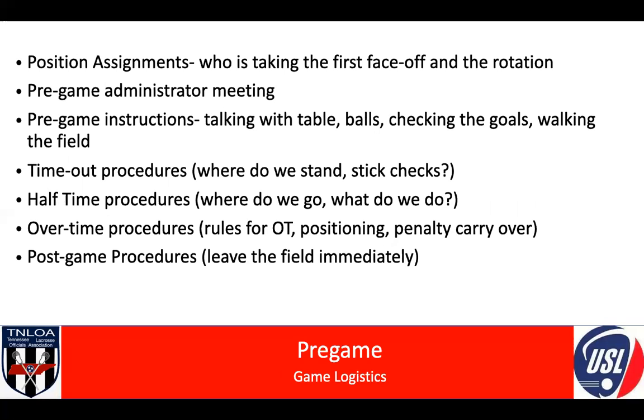Our position assignments is the next part of our pregame. Who's taking the first faceoff and what's the rotation if we're in the three-man game? Going over that procedure is very, very important. Remember, the referee on the game will take the first faceoff of the game, and then we rotate after that. If we're in the two-man mechanic, the referee will start on the far side of the field away from the benches, and the second half will rotate to the near side of the field. In the three-man game, the referee will take the first faceoff. The umpire will be the helper on the faceoff, the lead left, and then the field judge will be our wing official. And then we'll rotate based on who scores the goal.